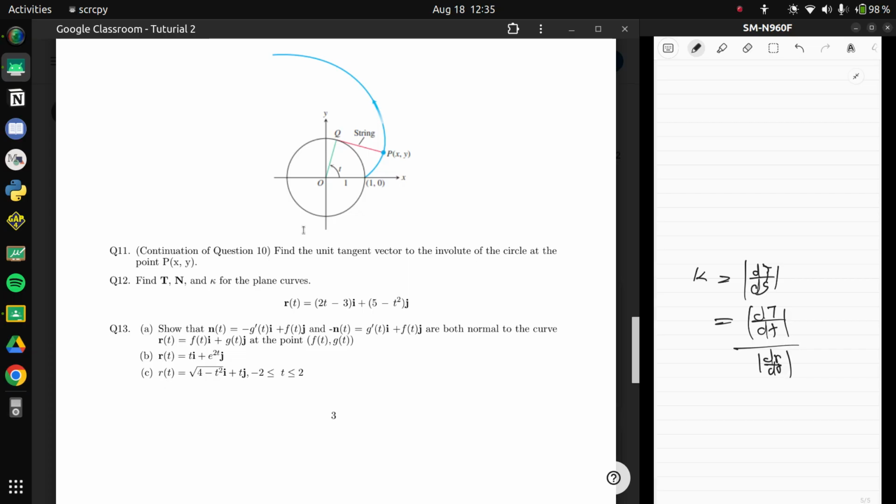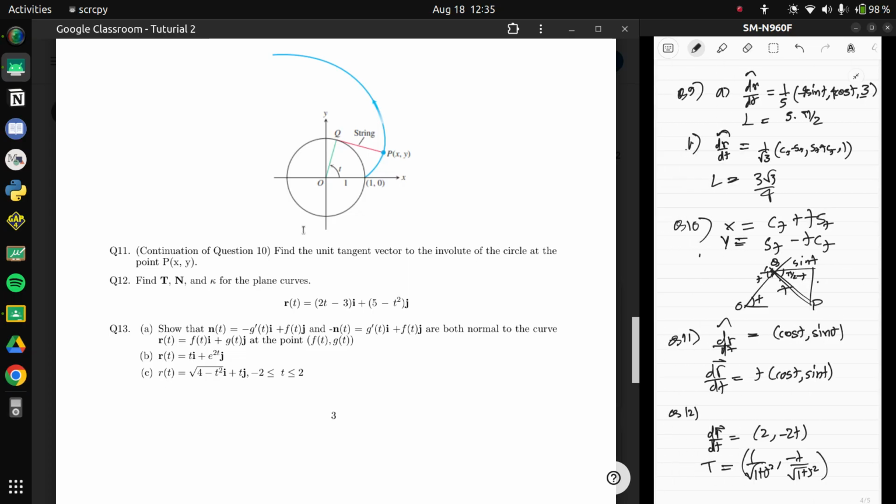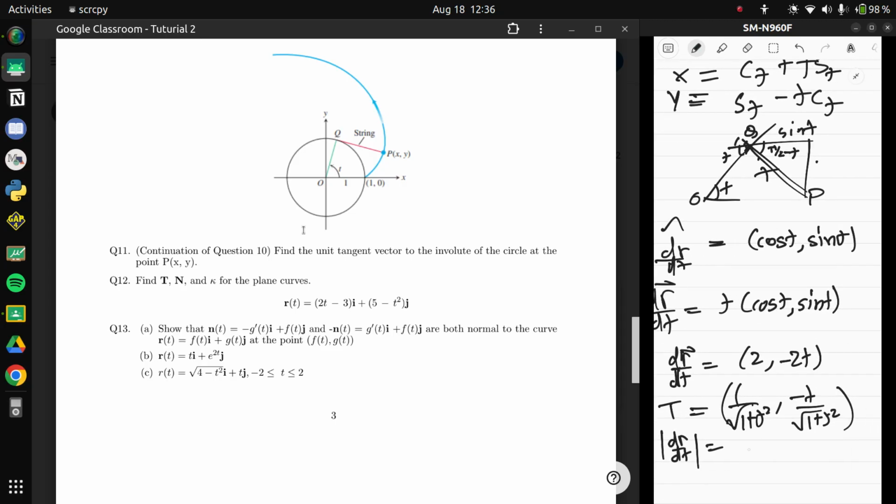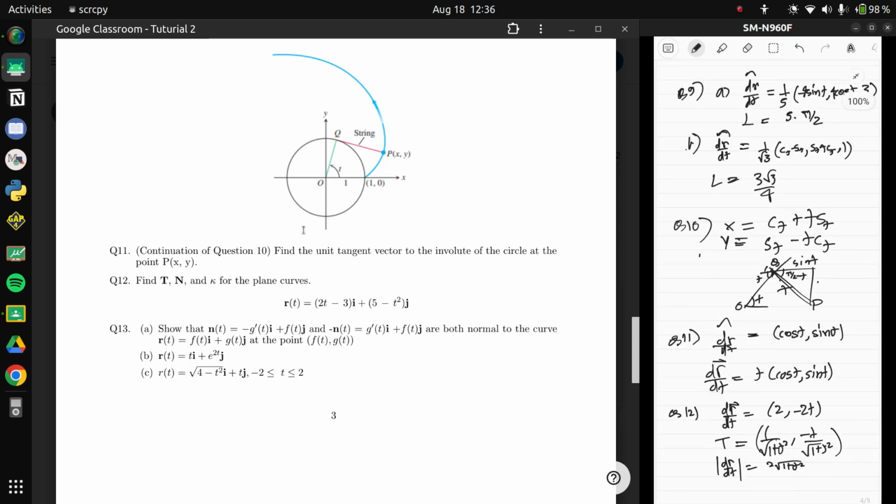Right. You just need to take a derivative of this thing. Supposedly you just need the magnitude as well. So just the magnitude of dr upon dt. That would just be 2 square root of 1 plus t square. Sure. I'm just going to move everything outside.